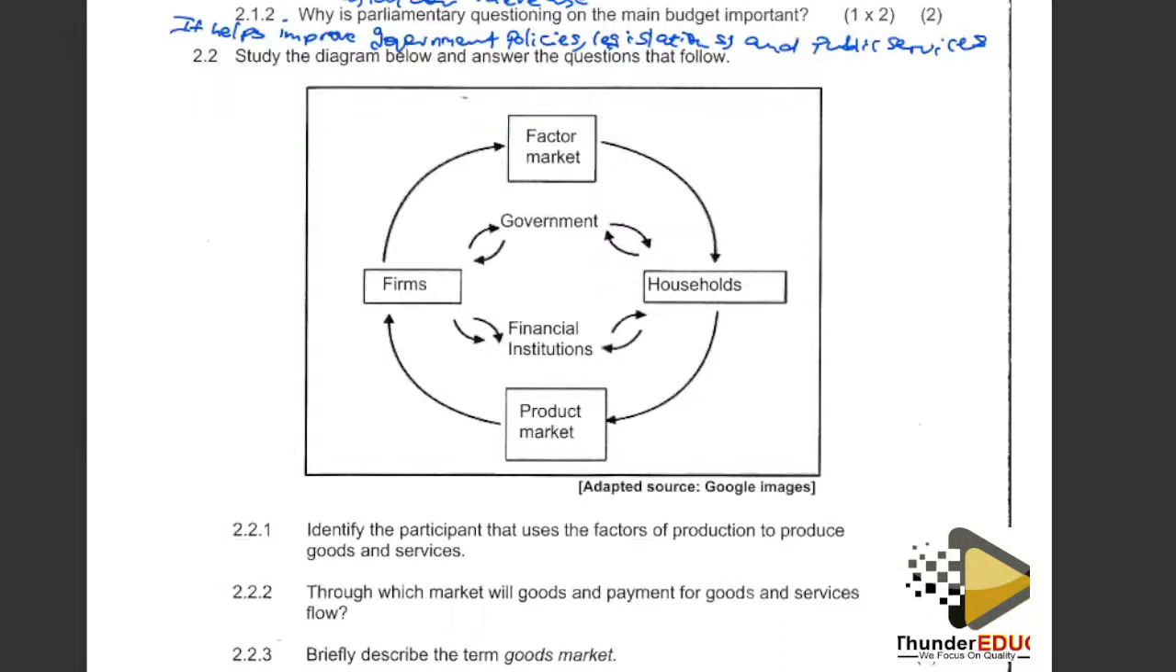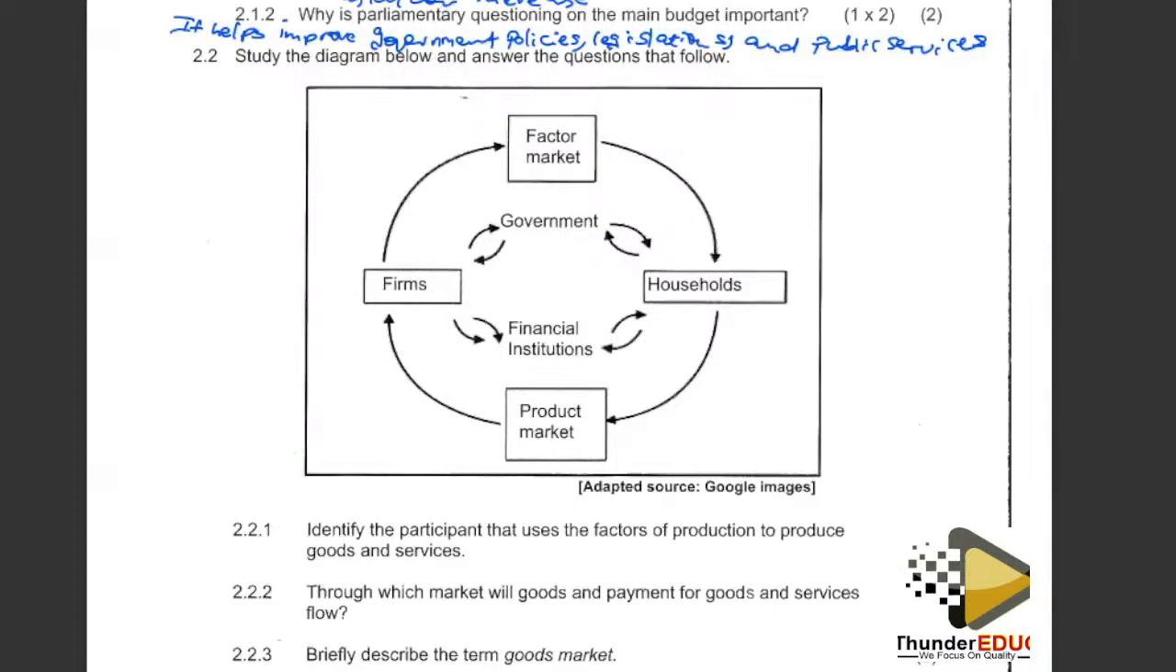we have factor market. Remember, I said the market is a platform where goods and services are being bought and sold. That is a market. But now, when it comes to factor market, it means this is a platform where factors of production are being bought and sold.